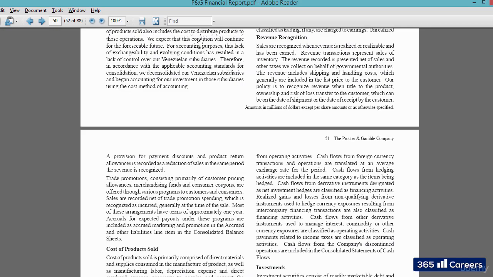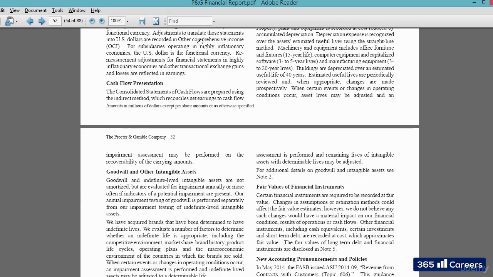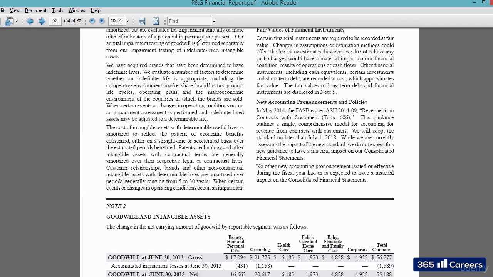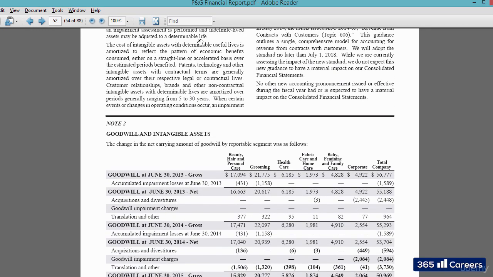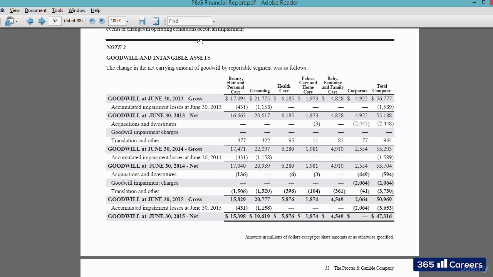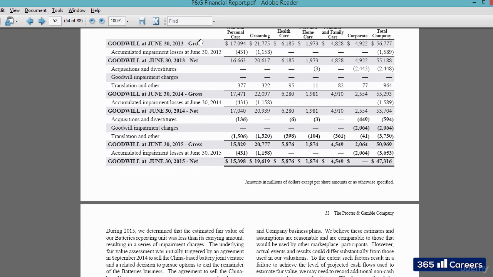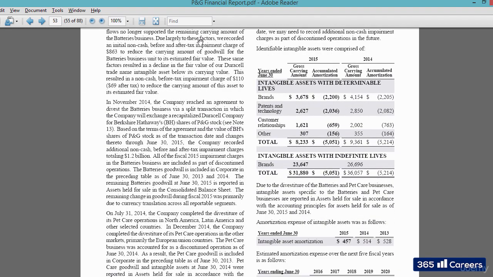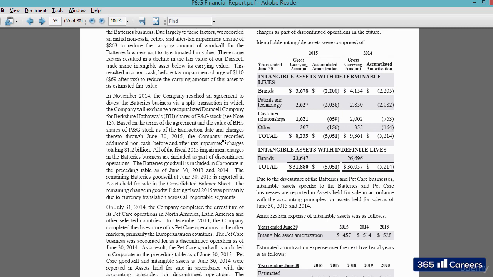In the next pages, we can find the notes to financial statements. They include explanations, descriptions, and a breakdown of the large accounts that we saw in the main financial statements, and can facilitate our understanding of what is behind these figures. For example, let's search the note describing intangible assets. Here it is.